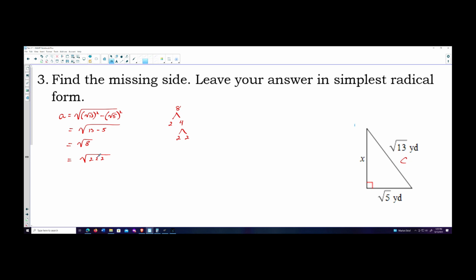Now I'm looking for pairs. Notice I have a pair of 2s, so I'm going to take that pair out, and I just take one 2, because one pair of 2s is one 2. For every pair, you take that number out, and whatever does not have pairs, leave it inside the radical sign. So A equals 2 square root of 2 yards, right? And that would be the answer to number 3.